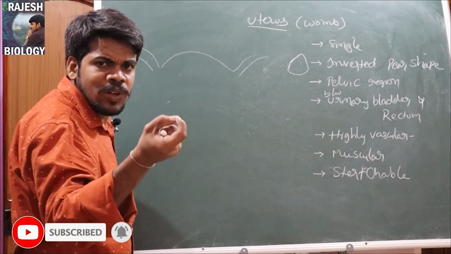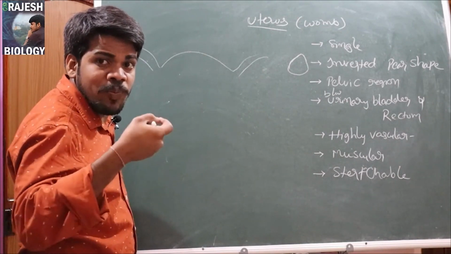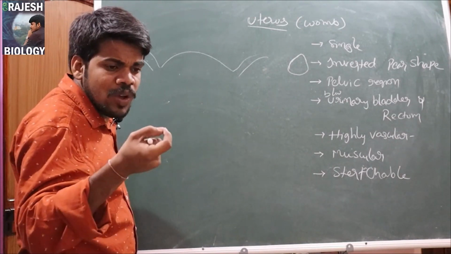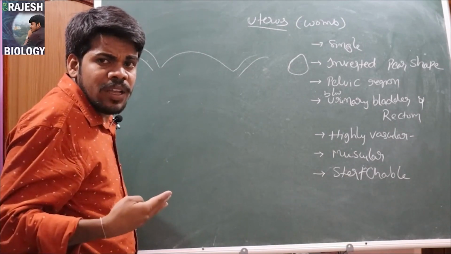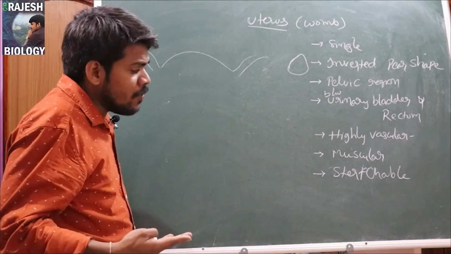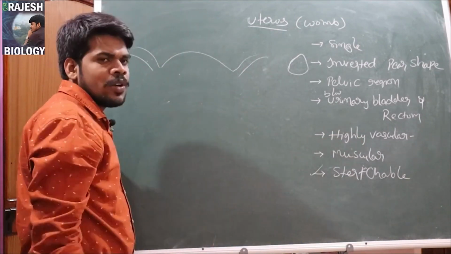That's why a simple zygote gets implanted in the form of a blastocyst, which is microscopic, and later it will develop into a completely developed fetus. So it is stretchable. These are the characters of the uterus.